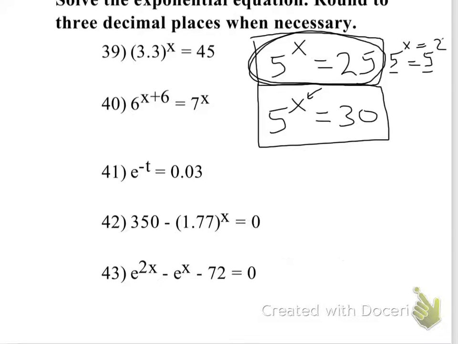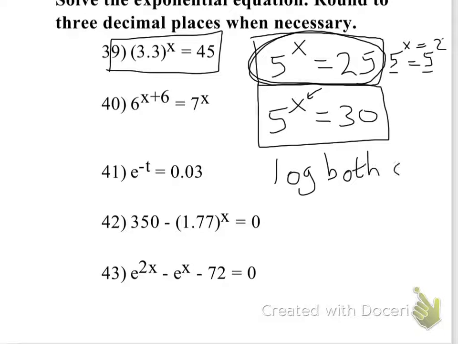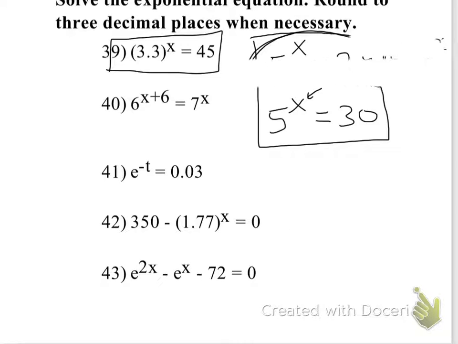Well, here's what you do. If you're trying to find the unknown exponent, and this is what I get my students to chant in class, you log both sides. And you can use log or you can use ln. It's entirely up to you, okay? So I am actually going to just do this question here, okay?